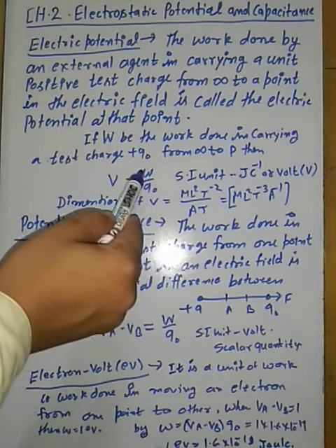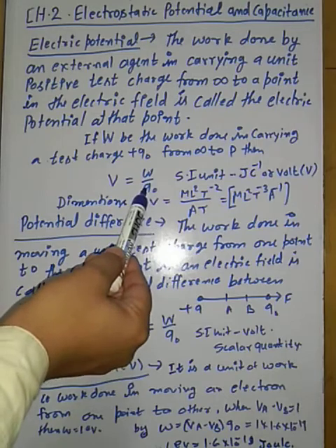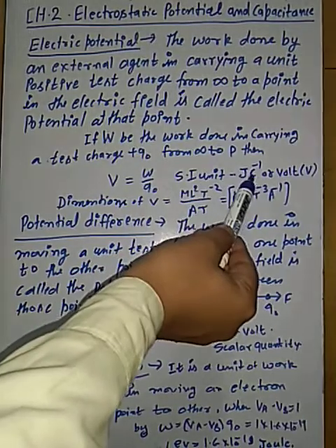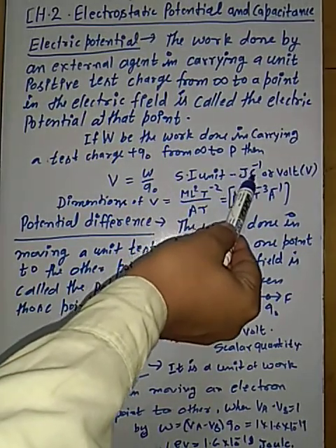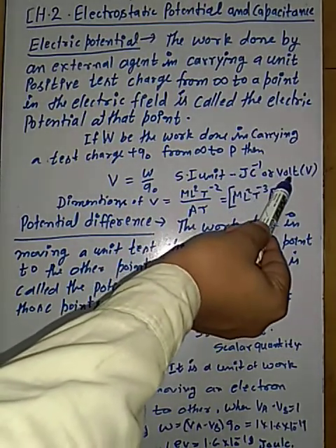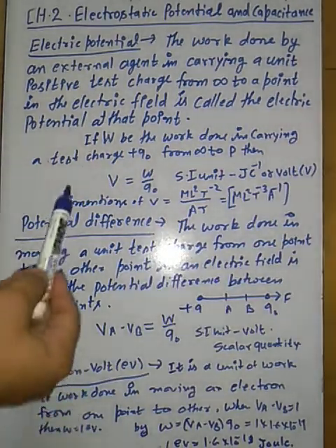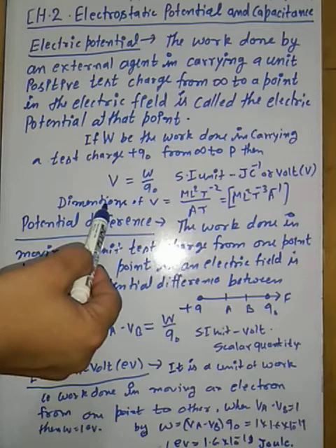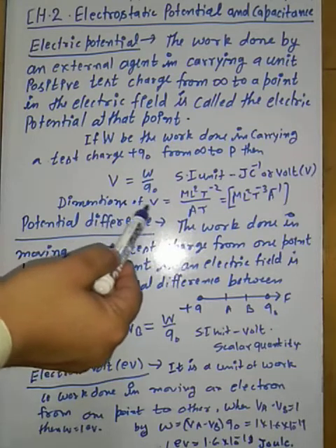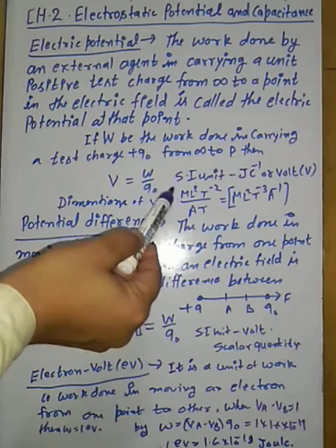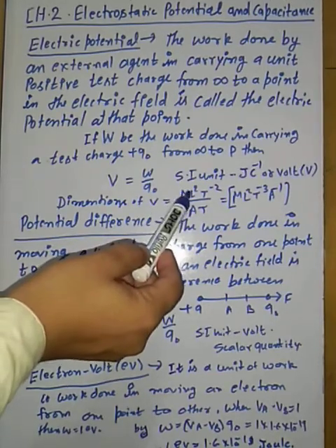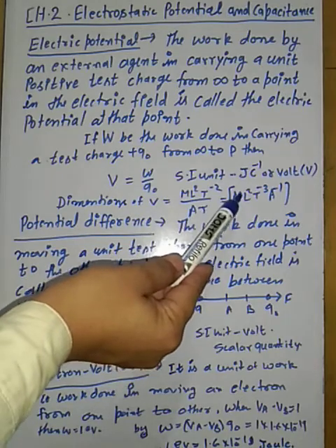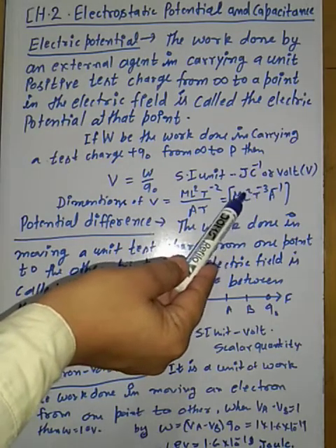SI unit of electric potential can be calculated by this relation. The unit of work is joule, the unit of charge is coulomb, then the unit is joule per coulomb, and in the combined form it may also be written as volts. Now with the help of this mathematical relation we can obtain the dimensions of the electric potential also. The dimension formula of the work is ML²T⁻² and the charge is AT. Then we got ML²T⁻³A⁻¹.